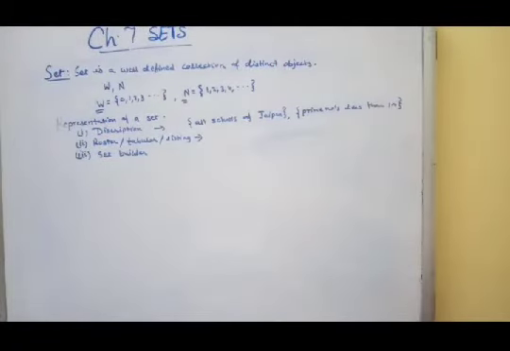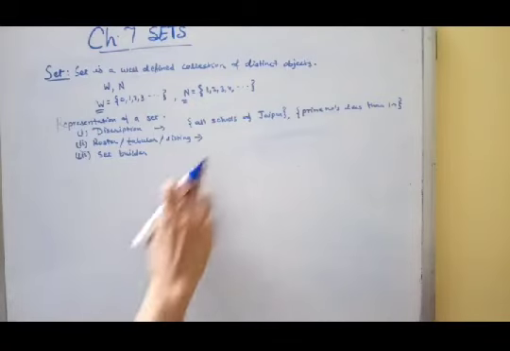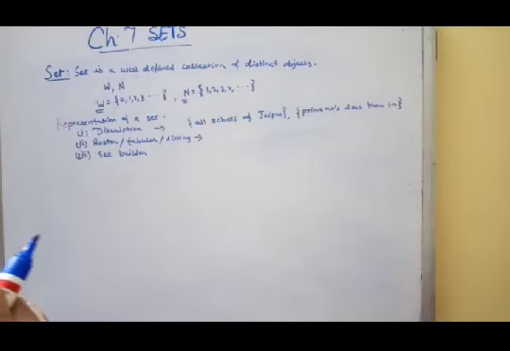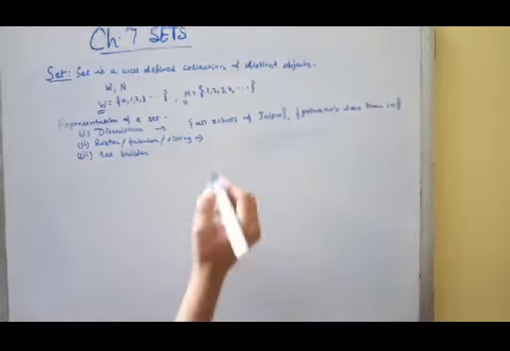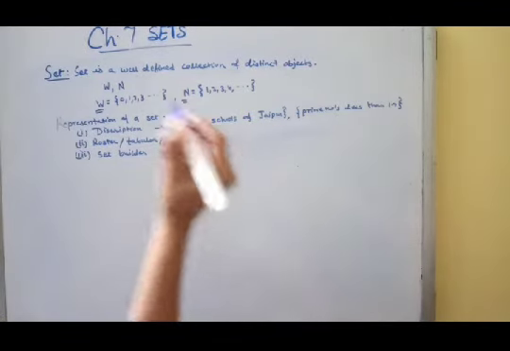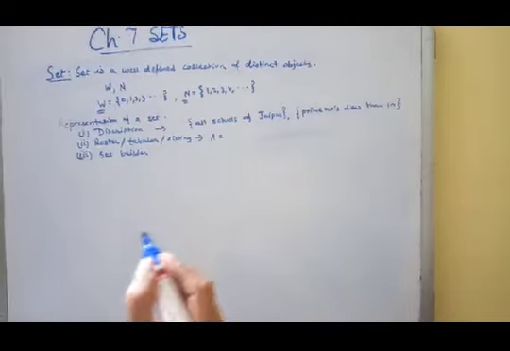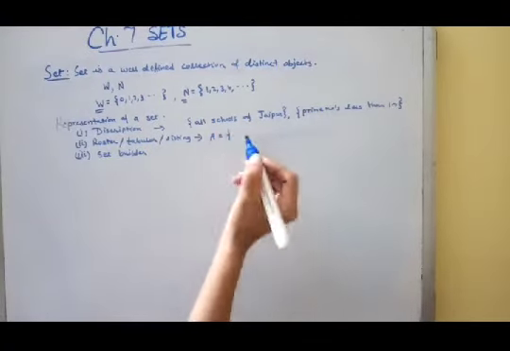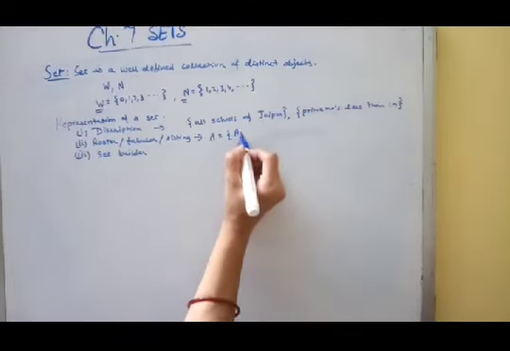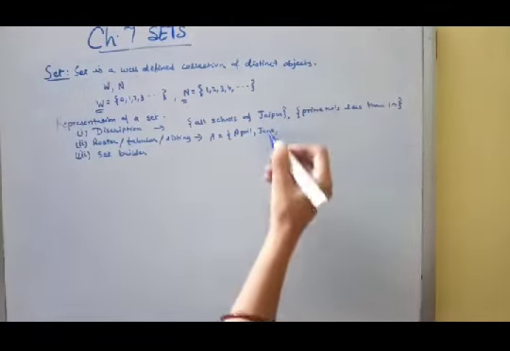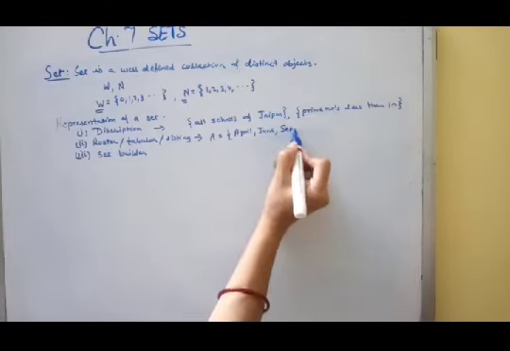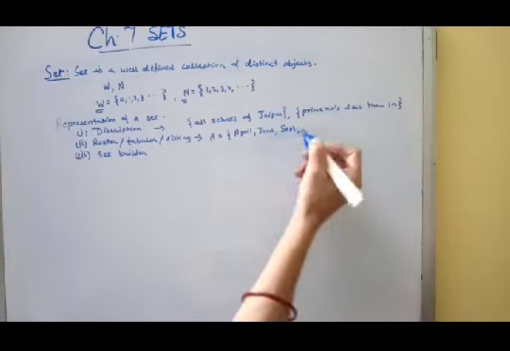In the roster method, all the elements of a set are listed within curly brackets and are separated by commas. For example, a set A of the months having only 30 days. So these months are April, June, then September and November.